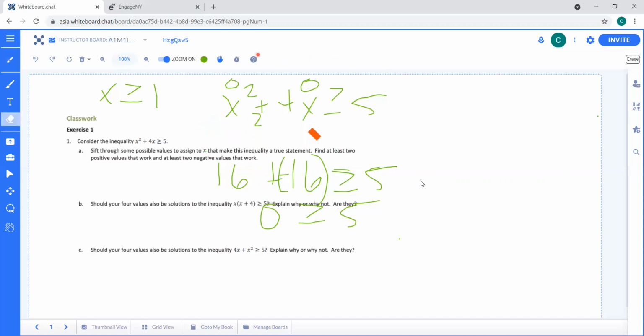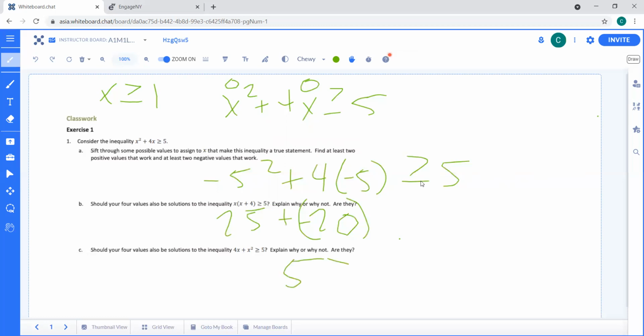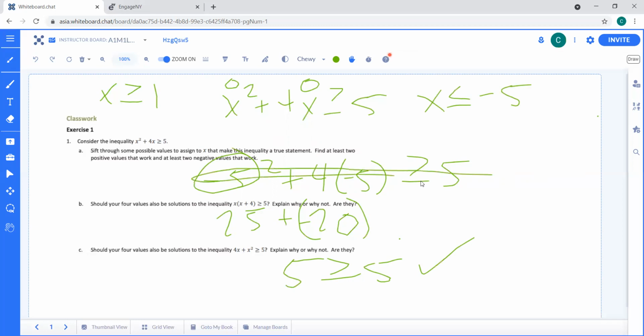So let's come back and let's say negative 5. If I plug in negative 5 squared plus 4 times negative 5, does that give me something greater than or equal to 5? Well, this is 25 plus a negative 20. So if I subtract that, that's going to give me 5 is greater than or equal to 5. So that works out. So negative 5 is another one. So what we would have to say is x has to be less than or equal to negative 5.